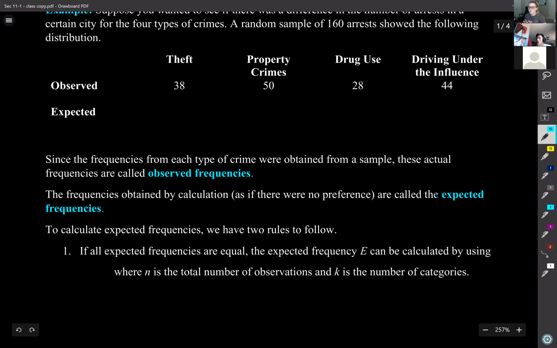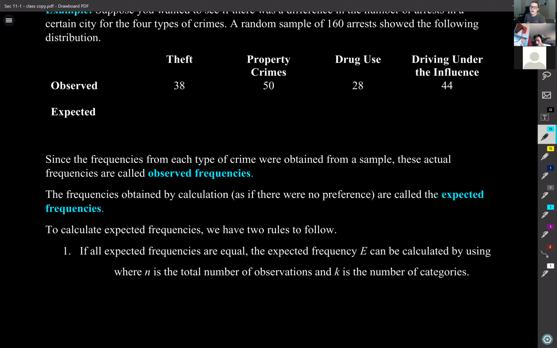So maybe this rings a bell. It's when we talked about things like expected value. And we said, this is kind of what we would expect to happen, but obviously that might not be what actually happens. Kind of the same concept here. Maybe we have expected frequencies, like we expect, I don't know, 40 of each of these. So we expected 40 thefts, 40 property crimes, 40 cases of drug use, and 40 cases of driving under the influence, but this is what we actually got in our sample.